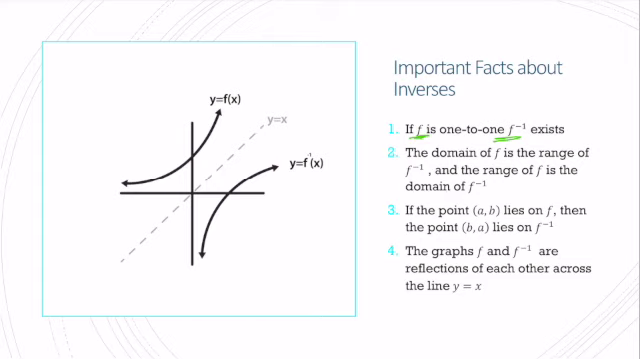That being said, if a point (a, b) lies on a function, then the point (b, a) lies on the other. And these graphs are reflections of each other across the y-axis. This isn't symmetry, these are just reflections.